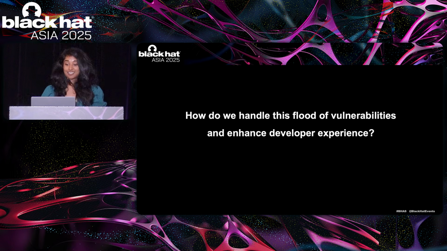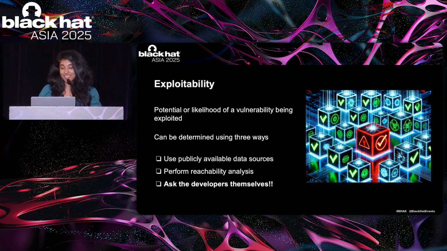So how do we handle this flood of vulnerabilities and still try to enhance developer experience? That is where exploitability comes into the picture. Exploitability is the likelihood of a vulnerability being exploited. Currently exploitability has picked up a lot just because of the problem that we just discussed. We can determine exploitability in 3 possible ways. First one, look up public sources. There's a lot of data. Whenever a new CVE comes out, there are databases that try to determine how it can be exploited and what the exploitability factor of a vulnerability is.